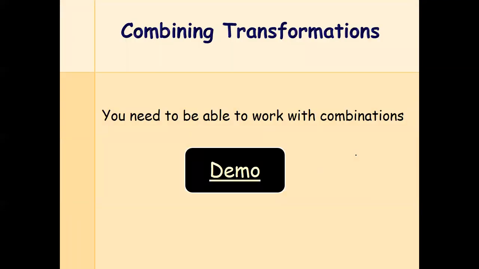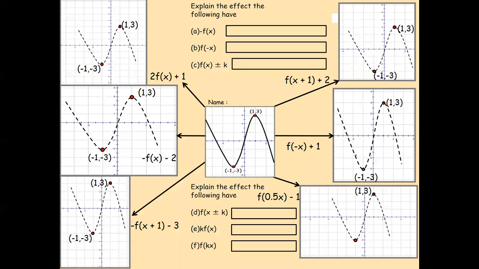So technically, we need to be able to work with combinations. What do they mean by that? So we can have a look at some examples. Let's say I've got a function here. I'm asked to do 2 times f(x), but then add 1 to it. So we need to see what happened to the function when we merge all these different ways.